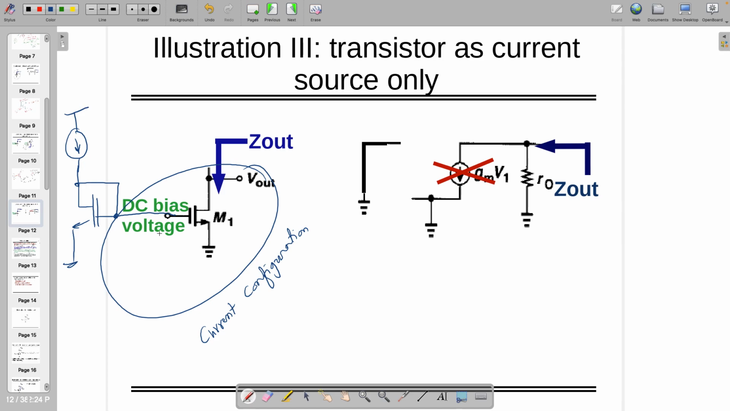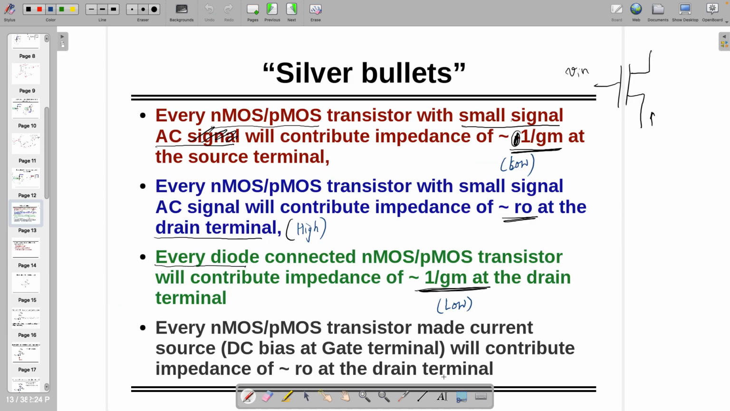The actual circuit is like this, and the DC bias voltage is generated from here, which is DC by nature, and this is going to give you the required bias. So this particular configuration is known as the current configuration. In the current configuration, looking from the drain is going to give you R0. That is what is written here. So the current source is going to give you R0, which is high, and that is what is expected from any current source.